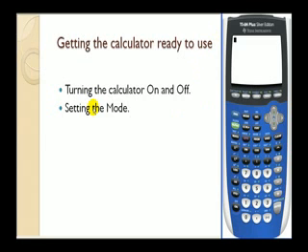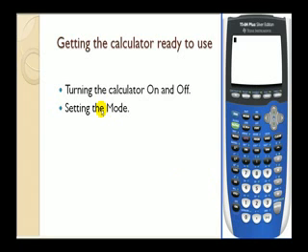The first thing we need to know how to do is to turn the calculator on. In the lower left hand corner there is an on button, so if we press on, the calculator will turn on. To turn it off, we have to press second and then on again. You can see the off right above the on button. So let's go ahead and turn it back on.